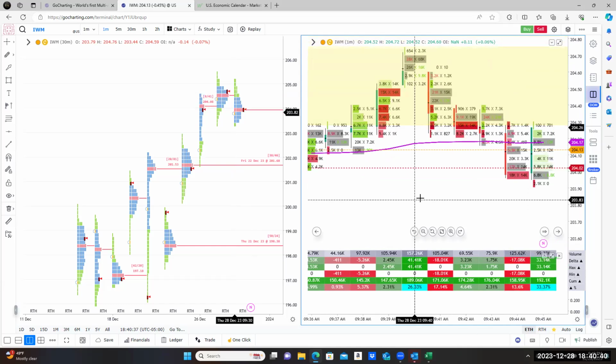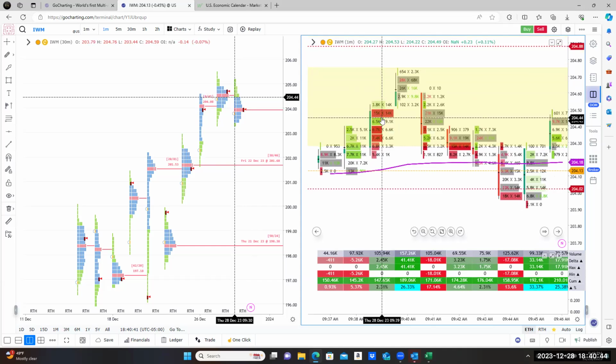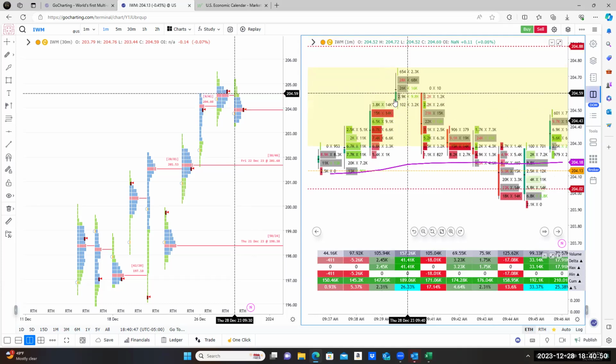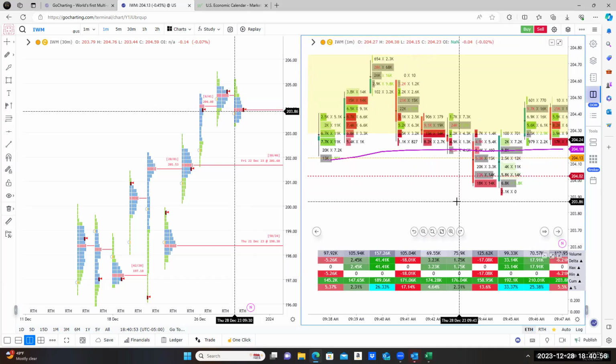That would have been a nice day for you. And then your clue to get out of it, sellers were coming in. So you probably would have got out of it here. Sellers were coming in. If you didn't get out of it there, it gave you an opportunity to get out of it here for a nice little day. So hopefully that explains how I use market profile, how I use the footprint chart, and what I look for in the morning before cash open.